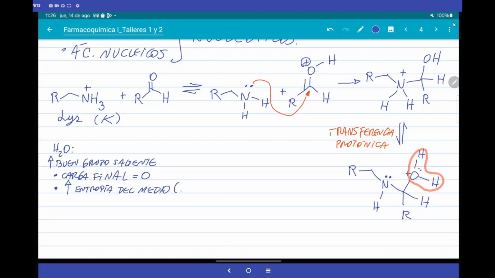Entropy is abbreviated with the letter S, not to be confused with sulfur, and that increases the entropy. We already know that, in a very general way, it is associated with the degree of disorder. A water molecule comes out, and the water molecule is going to come out in this way.